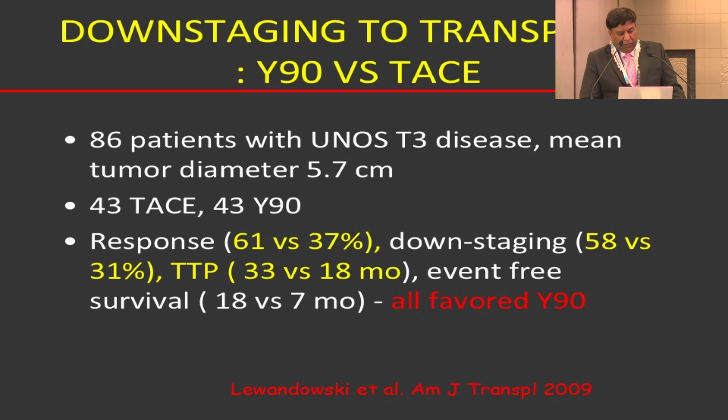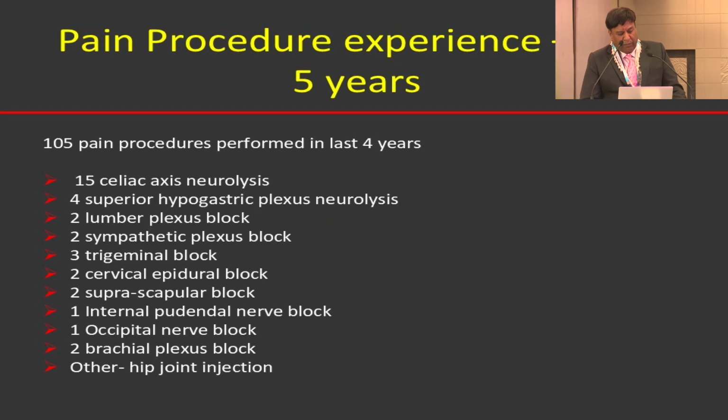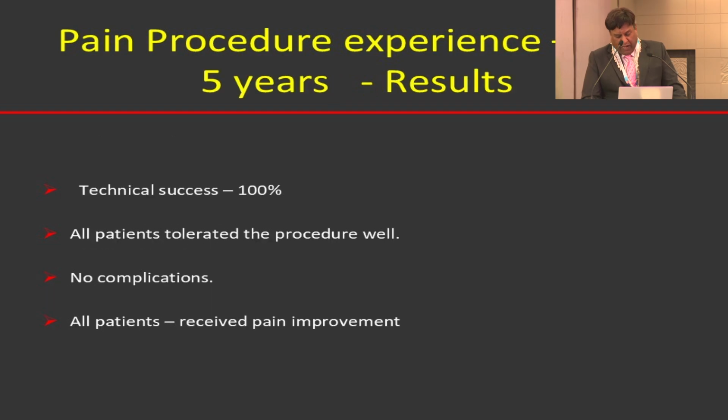We do a lot of pain procedures. We did 105 pain procedures over 5 years between Le Bonheur Children's and St. Jude Children's Hospital. Most commonly done is celiac axis neurolysis for pain in cancer patients. Results are pretty good, so we continue to do that.